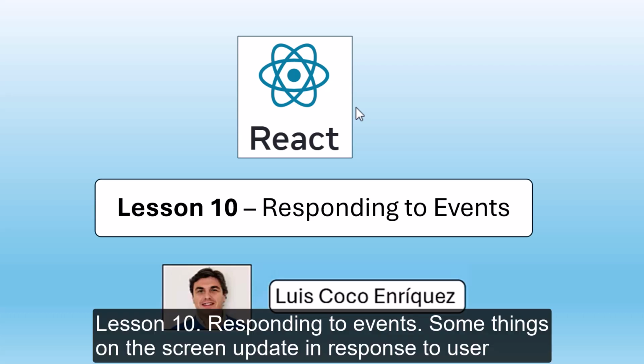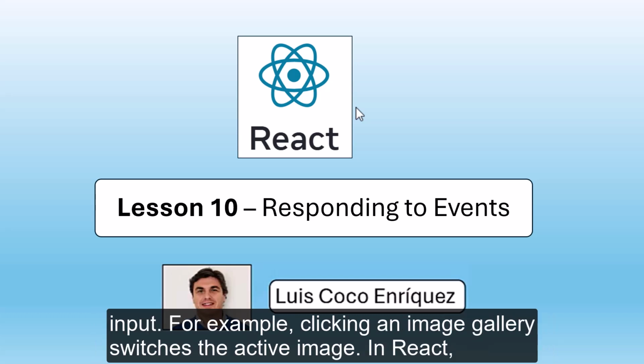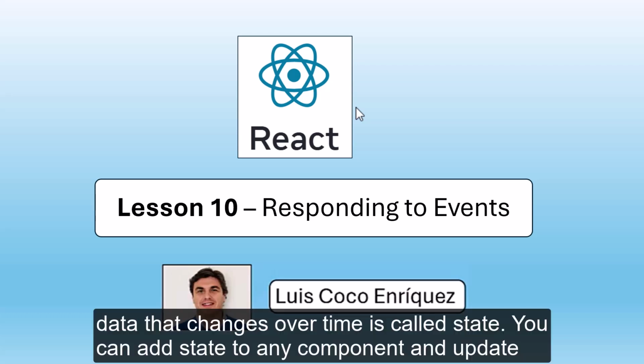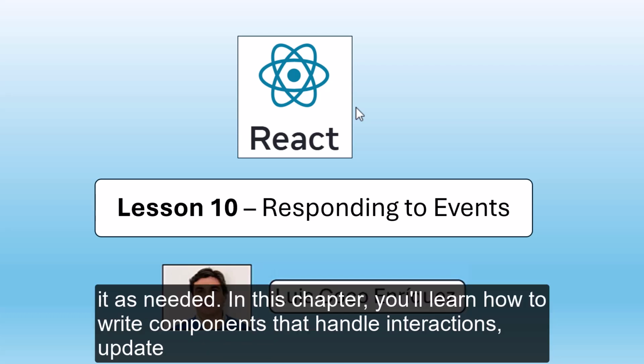Lesson 10. Responding to events. Some things on the screen update in response to user input. For example, clicking an image gallery switches the active image. In React, data that changes over time is called state. You can add state to any component and update it as needed.